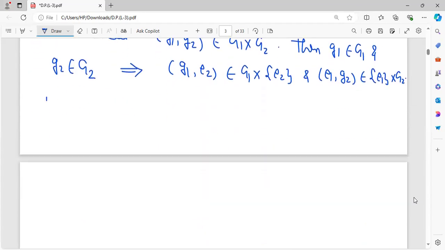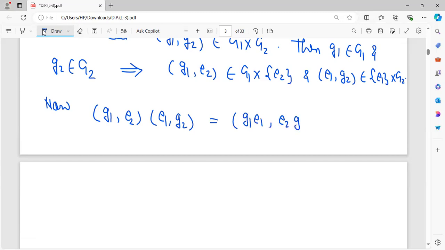Now we have (g1, g2). What is this? What is the product of these two elements, (g1, e2) and (e1, g2)? What is this? This is nothing but (g1 e1, e2 g2). What is this? (g1, g2).